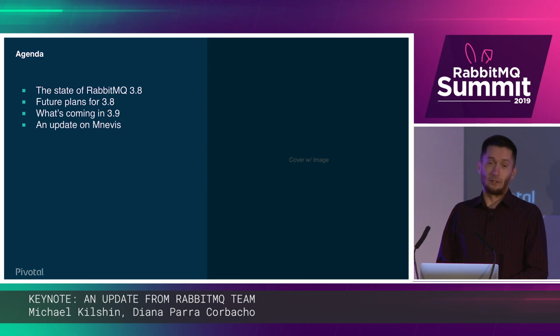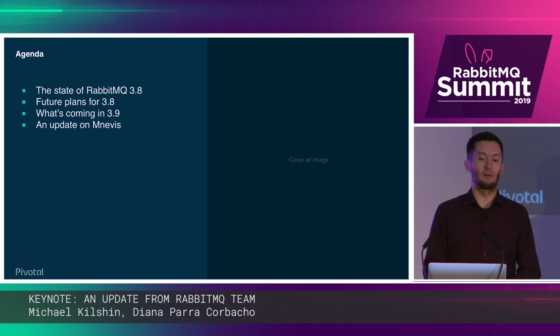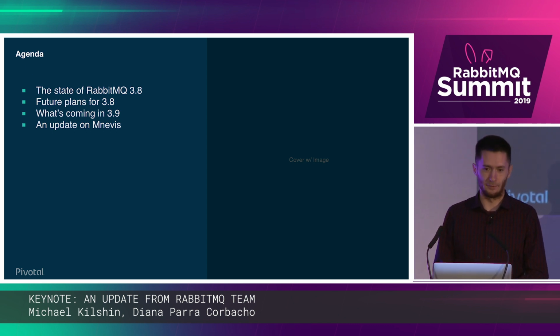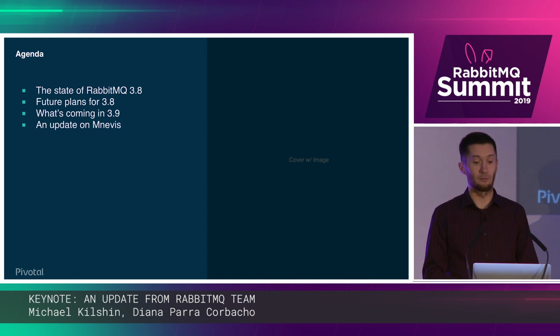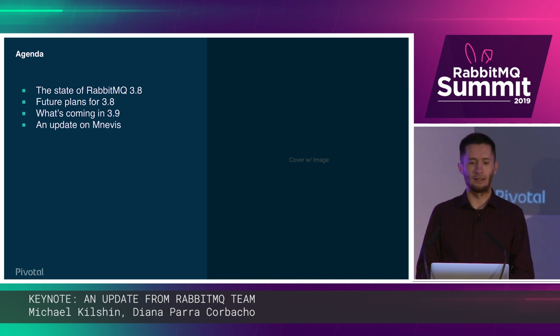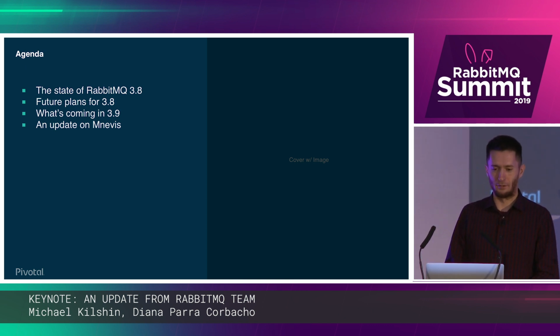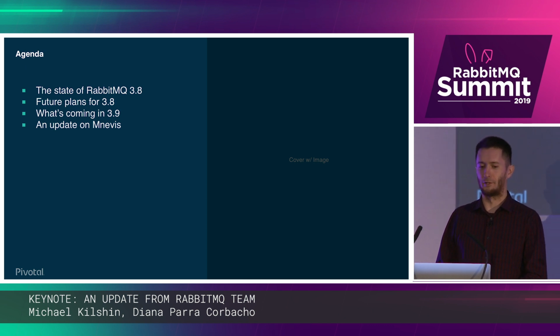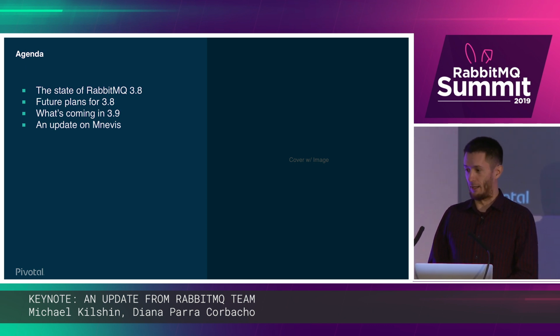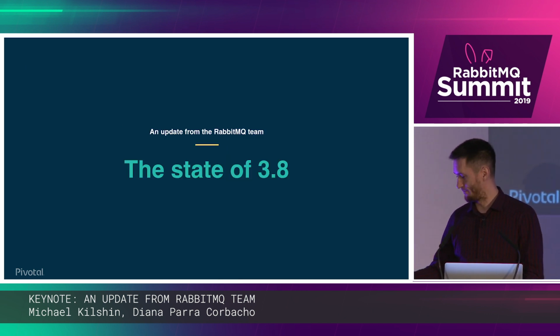All right, so what are we going to cover today? We will briefly cover RabbitMQ 3.8, which shipped last month quietly, so now would be a good time to announce it. Some future plans for 3.8, what's coming in 3.9, and a special mention of our next generation 4.0 kind of project called Nivis. So Diana, why don't you tell us about RabbitMQ 3.8?